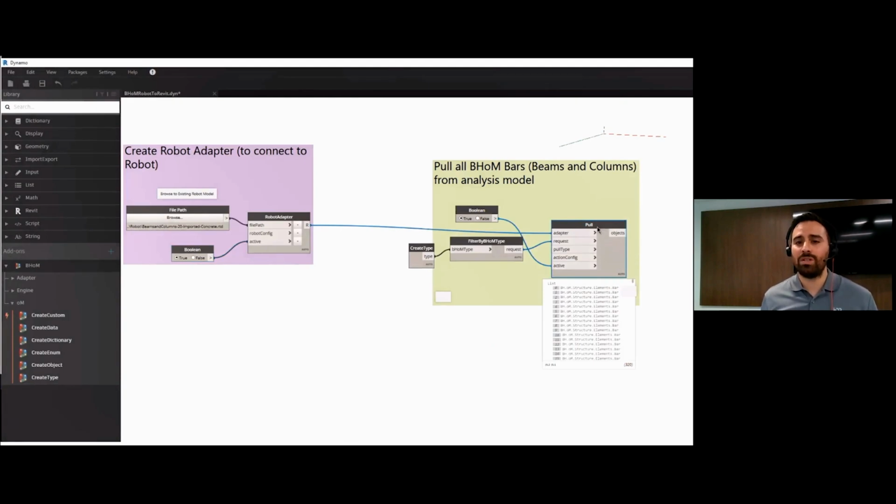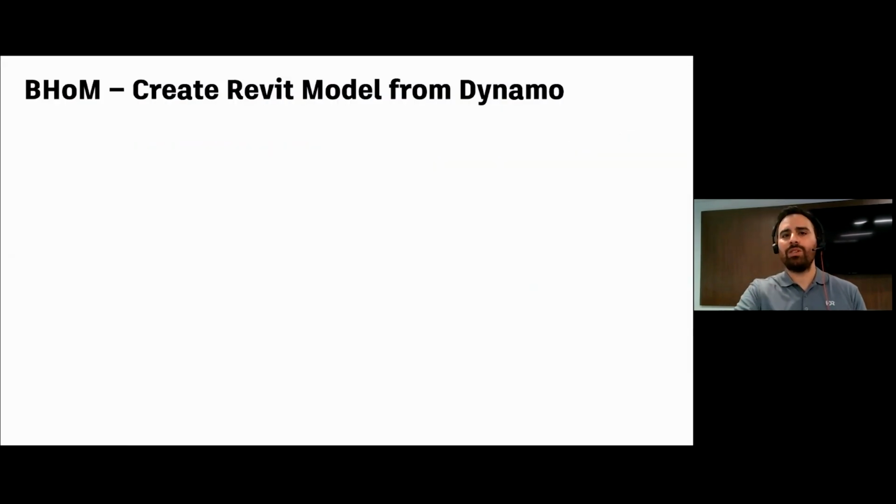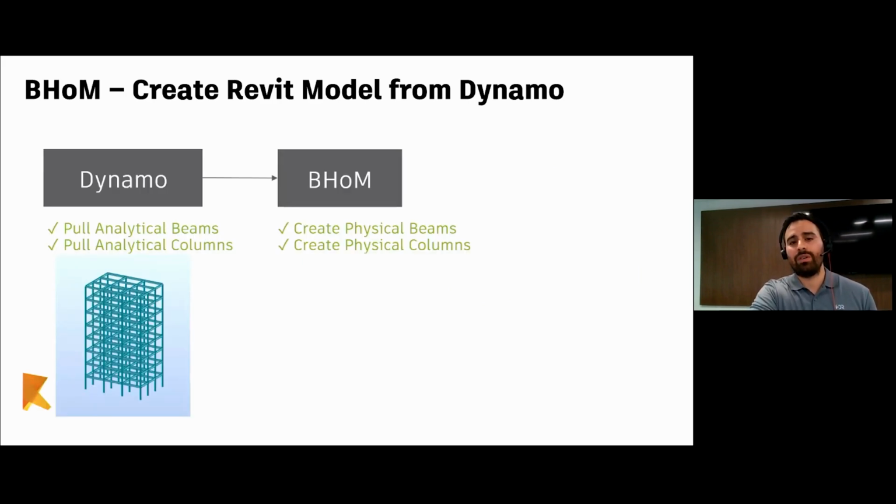So once we've run this, now we have 320 bars. Now we've created a pull element. We've grabbed all this information. We've told it what type of information we want, and now we have all of it. So this next part now is we've grabbed all the information from Dynamo. We're now going to use BHoM to create physical beams and physical columns.